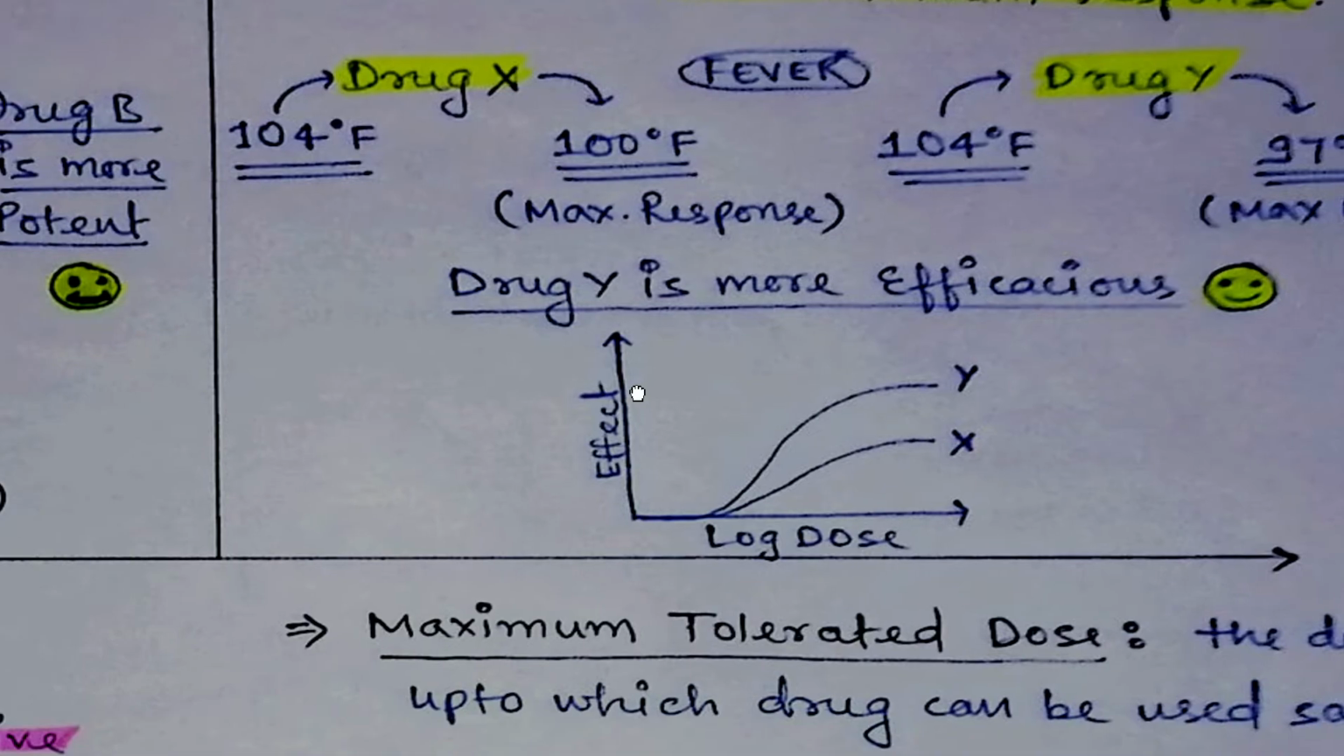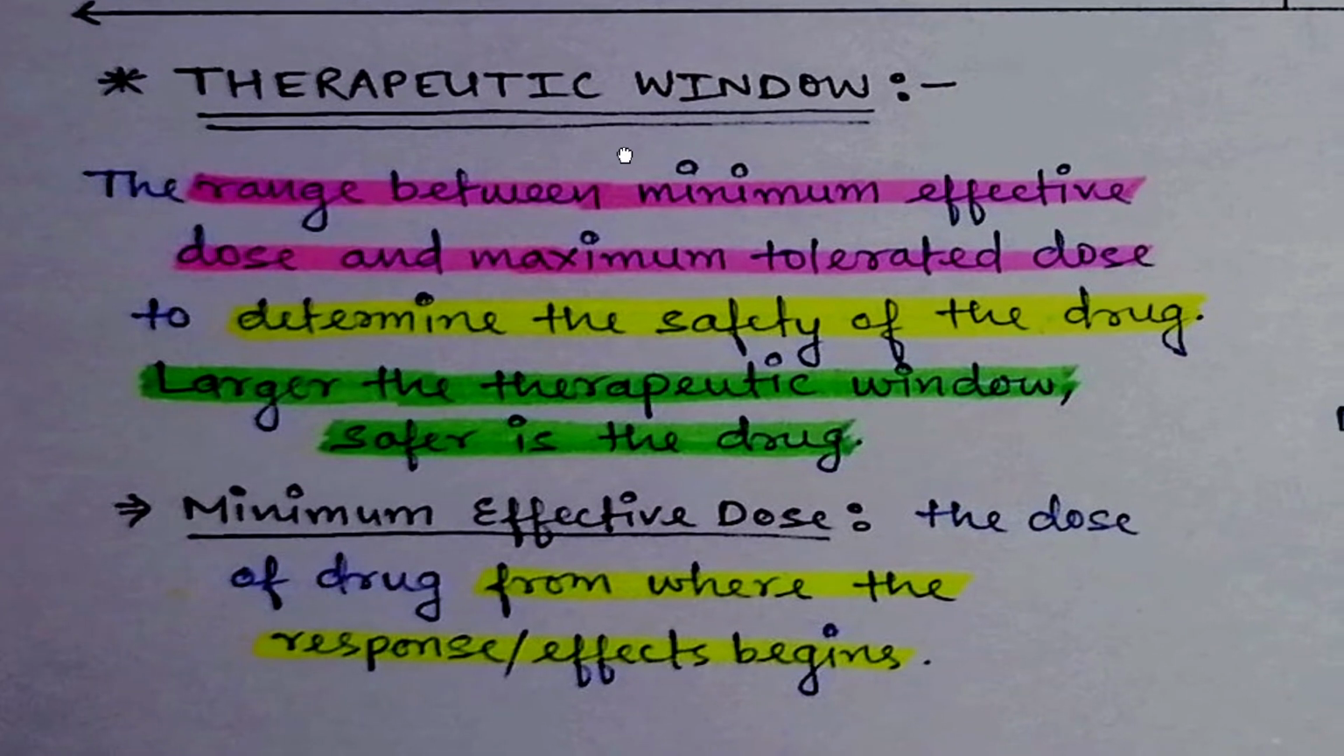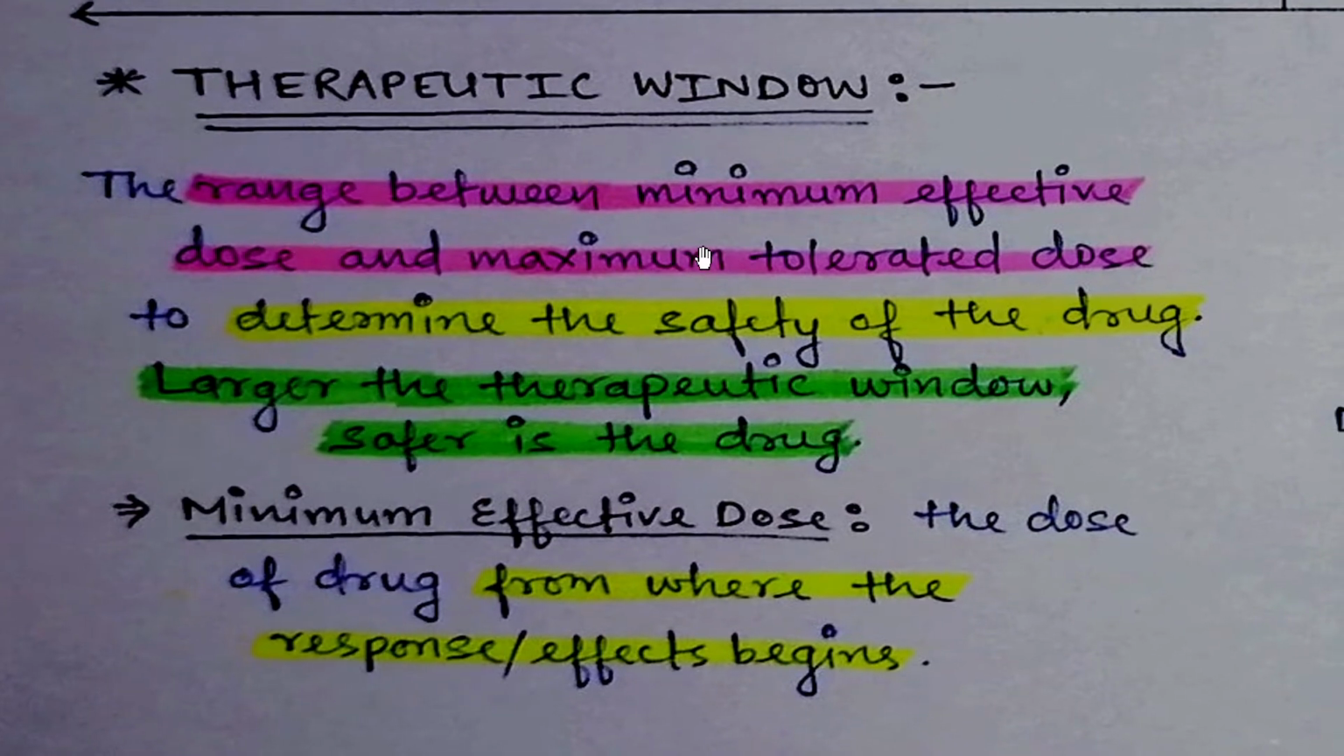Okay. Now let us see what is therapeutic window. The range between minimum effective dose and maximum tolerated dose to determine the safety of the drug is called as therapeutic window. Larger the therapeutic window, safer is the drug. Here are two terms, that is minimum effective dose and maximum tolerated dose.